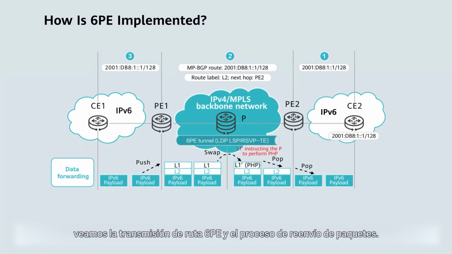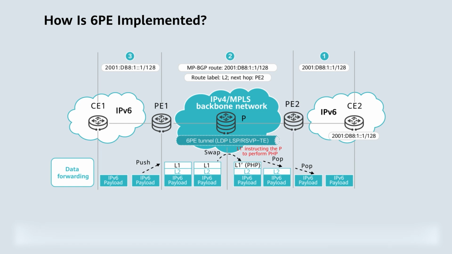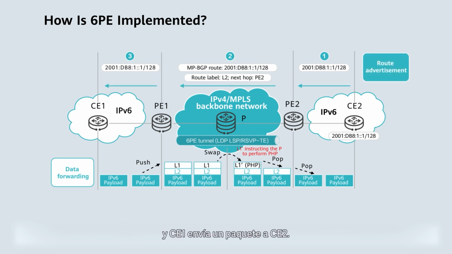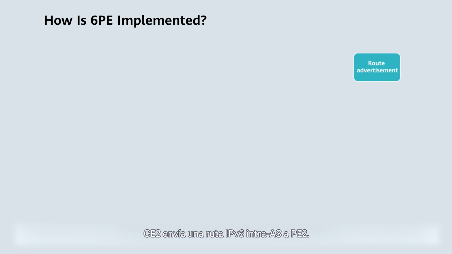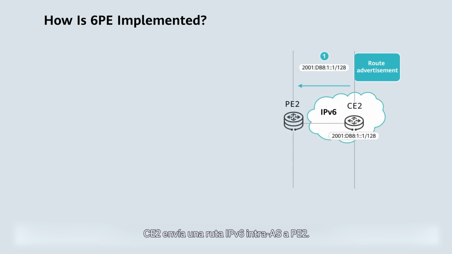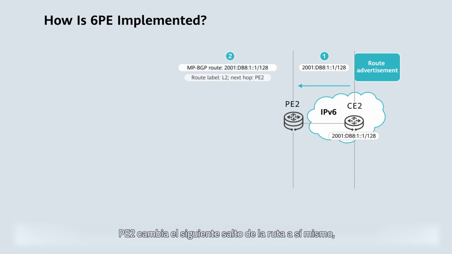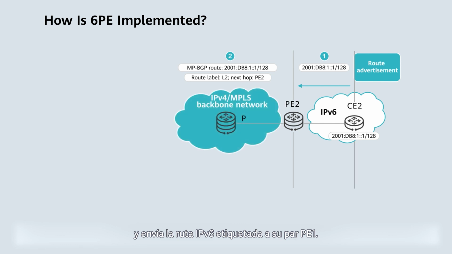Next, let's look at the 6PE route transmission and the packet forwarding process. As shown in the figure, CE2 sends a route to CE1, and CE1 sends a packet to CE2. L1 indicates the outer label allocated by MPLS, and L2 indicates the inner label allocated by BGP. The 6PE route transmission process is as follows. Step 1. CE2 sends an intra-AS IPv6 route to PE2. Step 2. Upon receipt, PE2 changes the next hop of the route to itself, allocates an inner label to the route, and sends the labeled IPv6 route to its peer PE1.